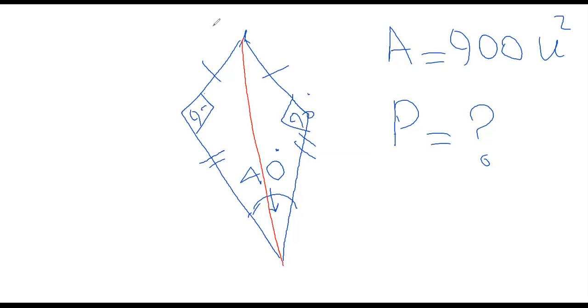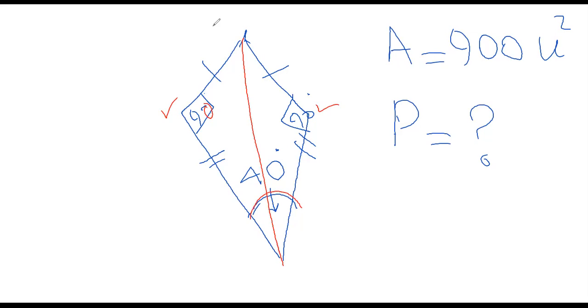You know what a symmetrical line is? It cuts the figure dividing it into equal, similar parts. So this is 90 degrees, right angle, right angle. This whole angle is 40 degrees, and these two sides are equal.